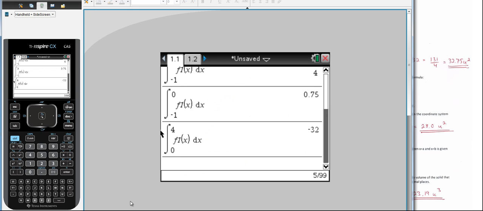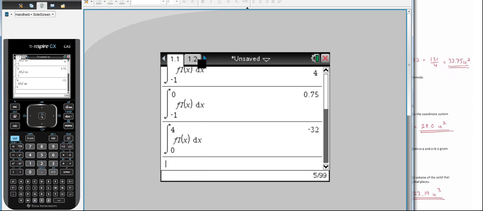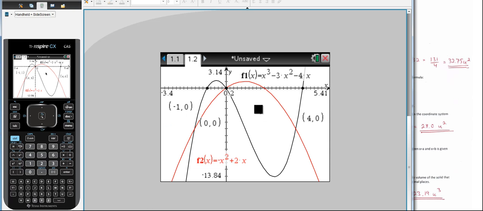So what are they asking for? Which one of these are we working out? Find the area of the region bounded by the graphs of the two functions in the coordinate system where x is greater than 0. So they want us to find this part where x is positive or greater than 0.